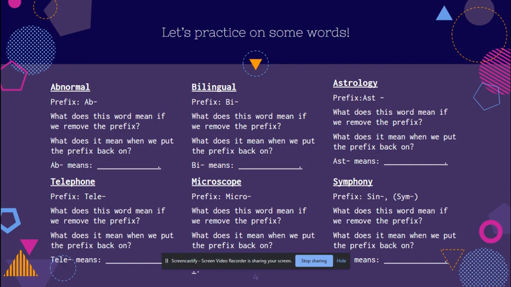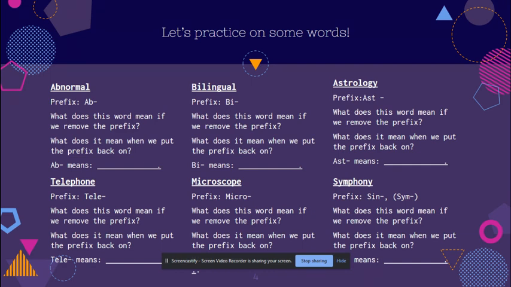I will identify to them that the prefix is ab, and I'm going to ask them, what does this word mean if we completely remove that? The part that's left is going to be normal. So we know that that means typical, usual.